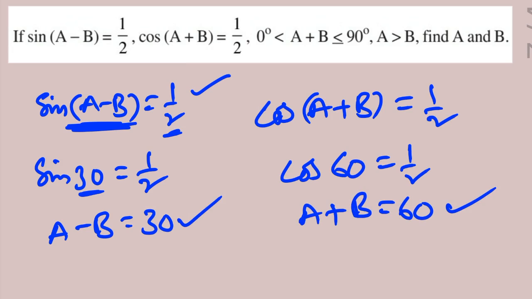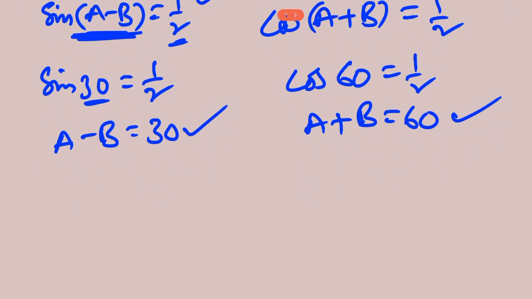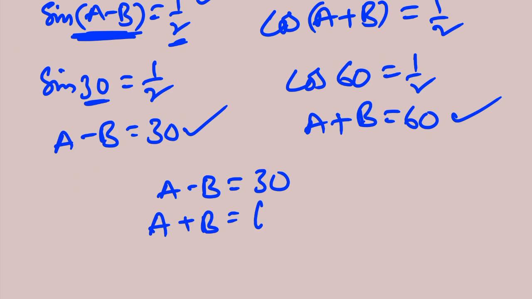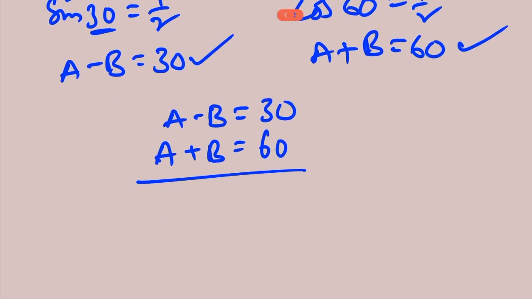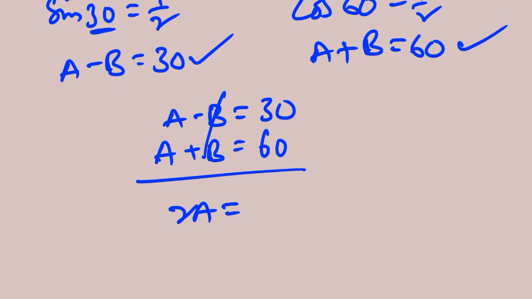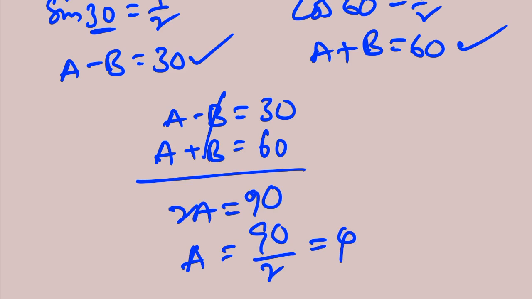So we are getting two equations here, a pair of linear equations, right? So how to solve? By solving these two, we'll get a value and b value. Now I'll solve it. So here I'm taking a minus b is equal to 30 and a plus b is equal to 60. For solving I'll add them. If I add these two, minus b plus b cancel, and here 2a equal to 60 plus 30, 90. Then a is equal to 90 by 2, that equal to 45.